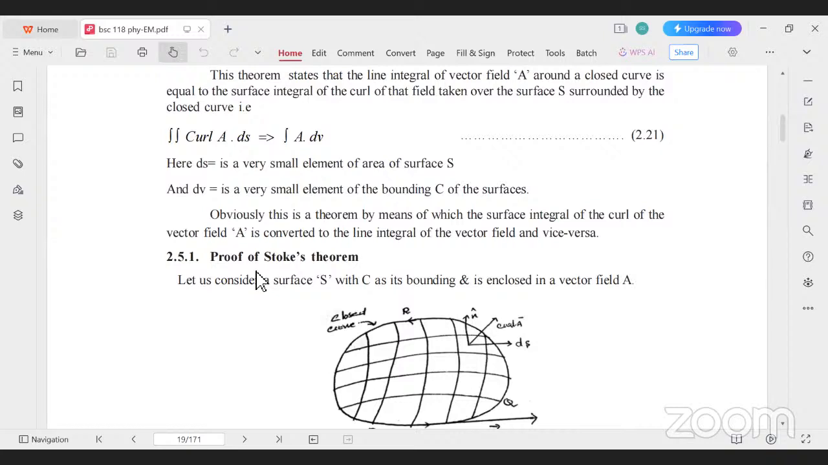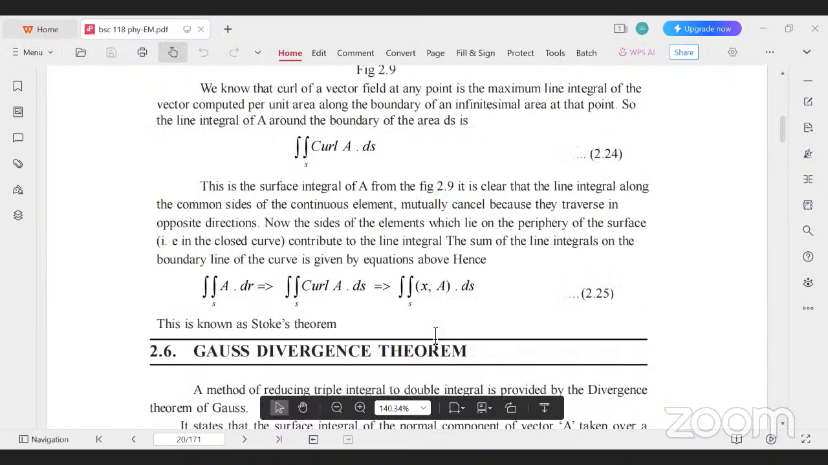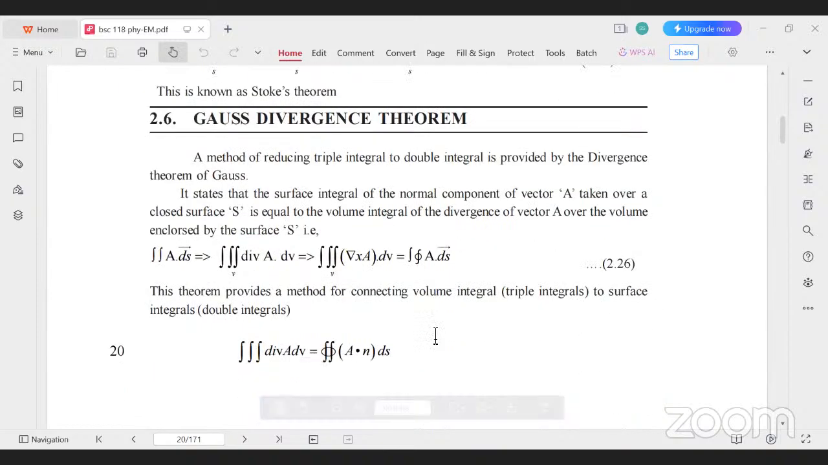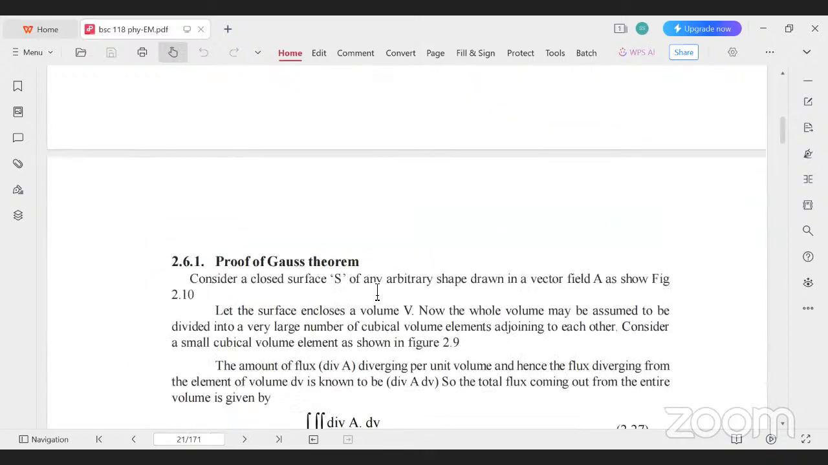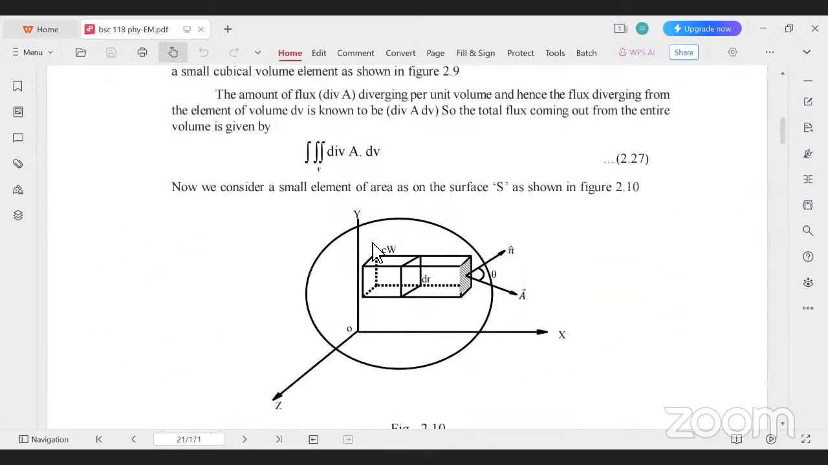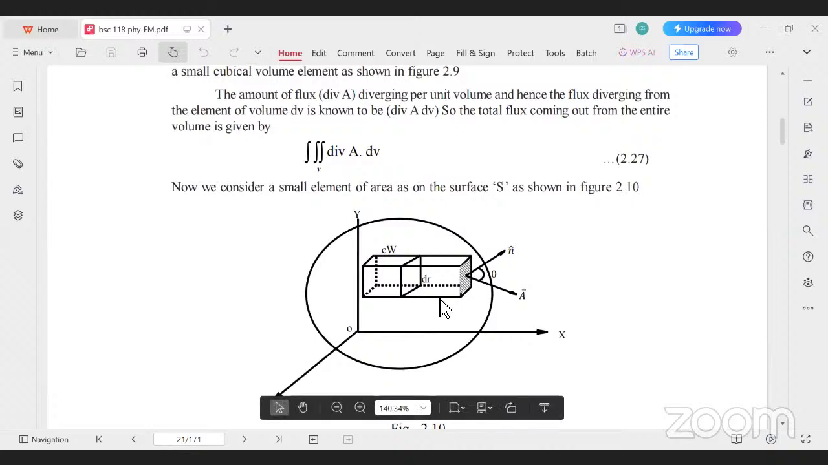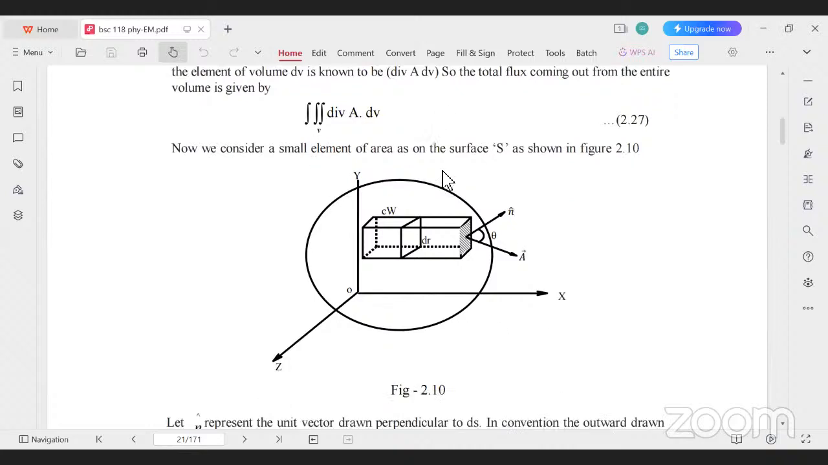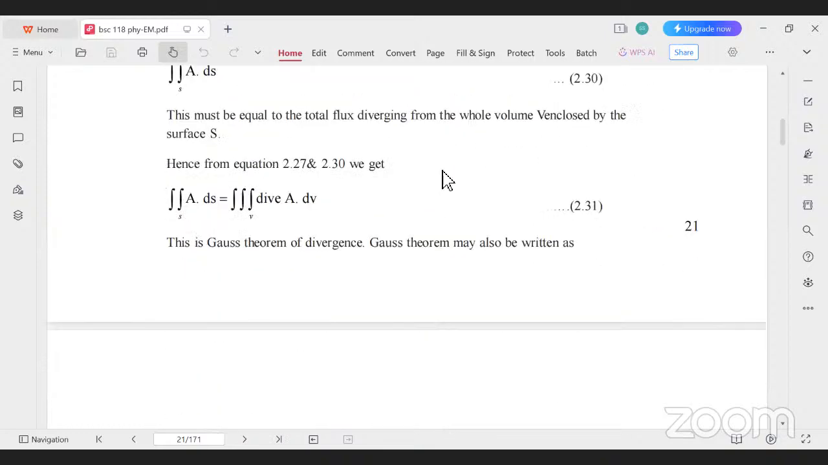In Stokes theorem I am able to find for one single area, finding the line integral using a surface integral. Now in the Gauss divergence theorem, I am taking a surface integral with a volume integral and able to find the different fluxes of the whole volume. So that will be the volume integral of divergence A dV. So this will be the equation.